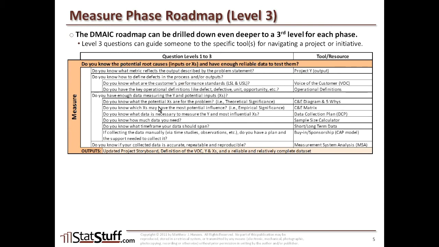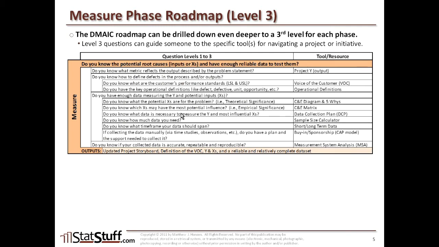Those are some of the tools that can help us understand what the theoretical significance is, what those potential X's are at that level. Next, once we've got that, we can move on to the next, which is, do you know which of those X's may have the most potential influence, or kind of like exploring the empirical level of significance. That is the level of significance that's experiential and what we can experience and observe. Well, that might be the C&E matrix of what we suspect could be the most critical potential root causes. And again, this is the cause and effect matrix that might get us down to that level in answering that question.